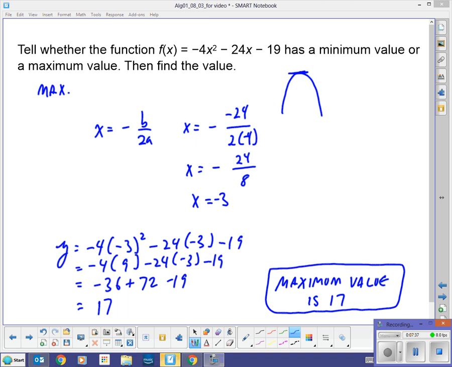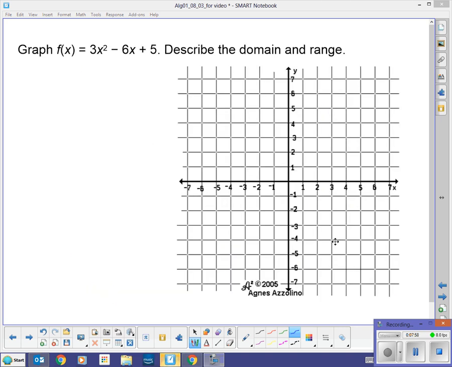But just like we did before, we're just finding the vertex, finding that line of symmetry, and then using that line of symmetry to find that maximum, in this case, that maximum value of 17, which is just the y value of my vertex, right? Okay, so now we're going to graph, and we're going to describe domain and range. So a couple things we're going to recognize here. Let's first find the line of symmetry.